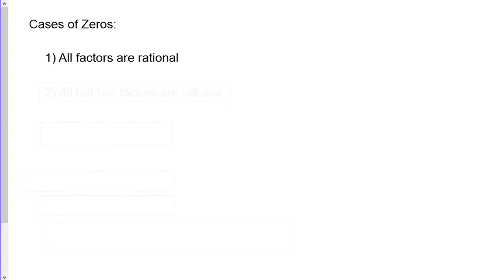But sometimes you have all but 2 factors are rational, which could mean that you have the last 2 being irrational, which means the square root's involved, or complex, or imaginary, meaning that you have i involved. But at least it's all but 2, so you get as many rational zeros as you can. If what's left over is a quadratic, you can use completing the square or the quadratic formula.